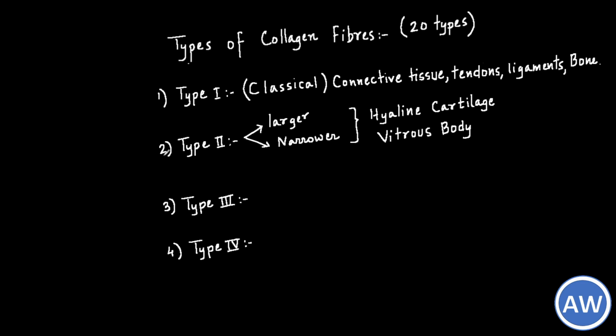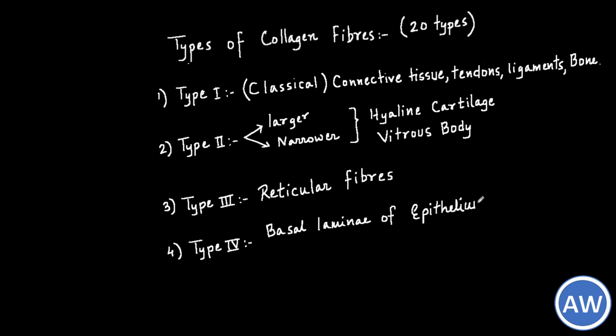Type 3 collagen fibers are known as the reticular fibers, and we will be discussing the reticular fibers very shortly. Coming to type 4, this type of collagen fibers consists of short filaments that form sheets. It is present in the basal lamina of the basement membrane of the epithelial tissue, and it is also seen in the lens capsule.